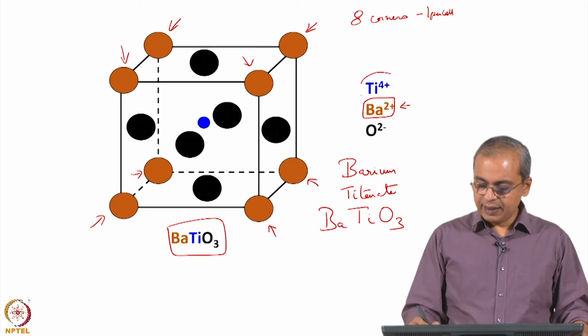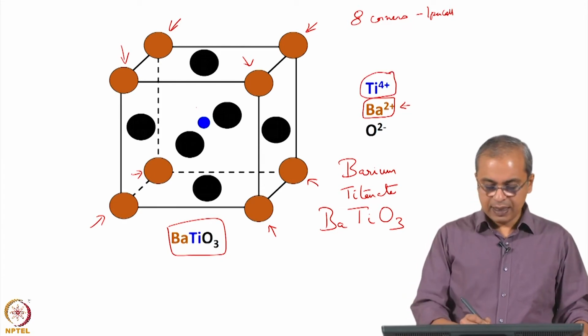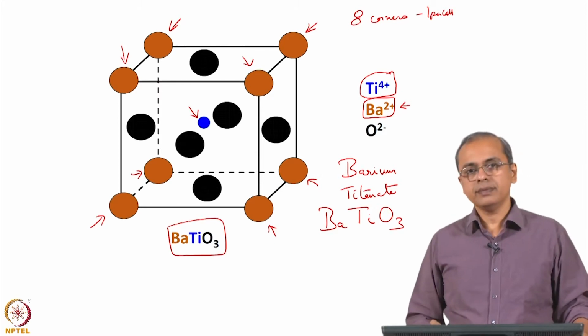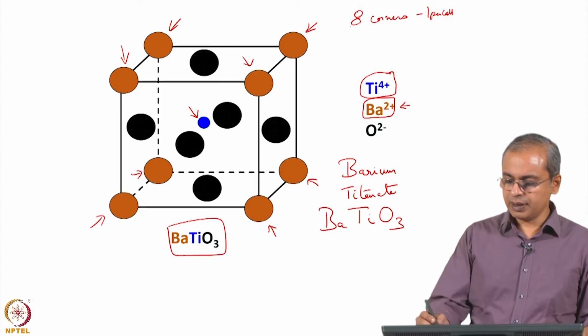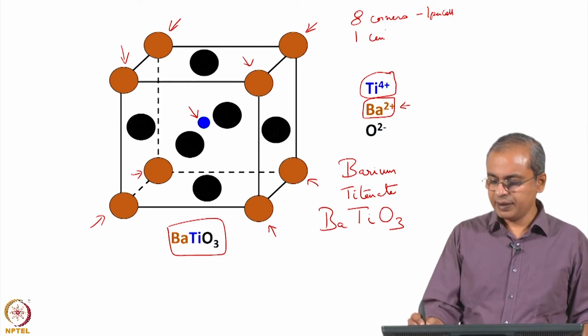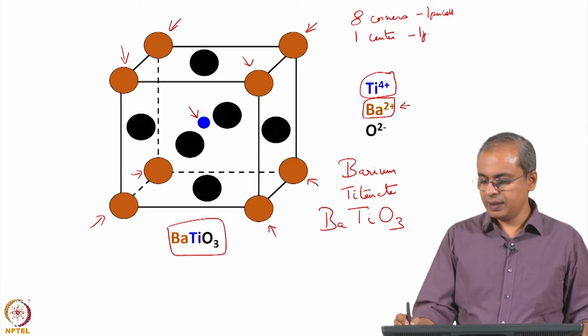Ti has an oxidation state of 4+, that sits in the middle. So, that is one Ti sitting in the middle. That Ti completely belongs to this unit cell. So, one center, one per cell.